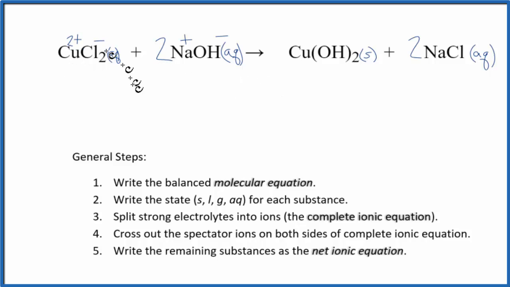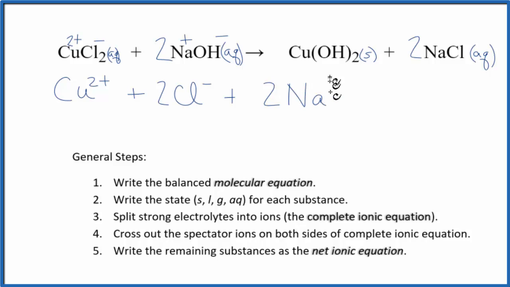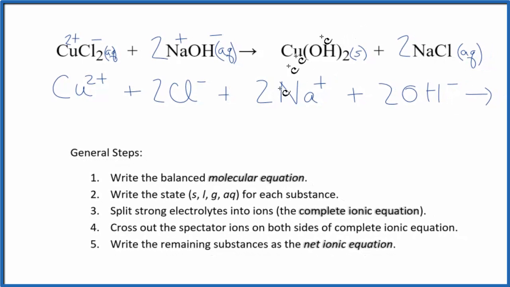So let's write these ions up. Cu2+, and I won't write aqueous till the end, plus the chloride ion, Cl-, and I have two of those. Plus I have two sodium ions, and then two hydroxide ions. So these are the reactants in our chemical equation. We said that with this copper(II) hydroxide, it's a solid. We do not split solids apart in net ionic equations. We just write Cu(OH)2. So we don't dissociate this into its ions.